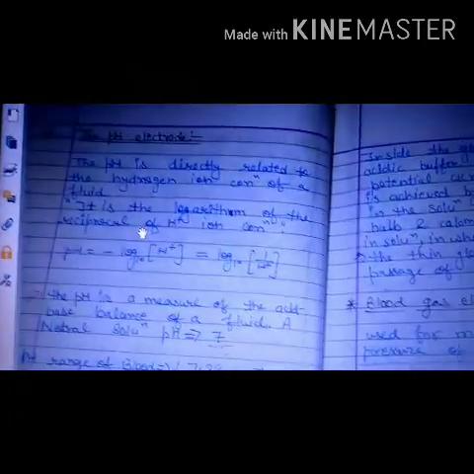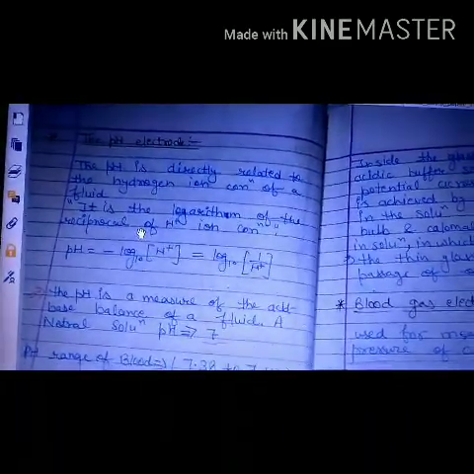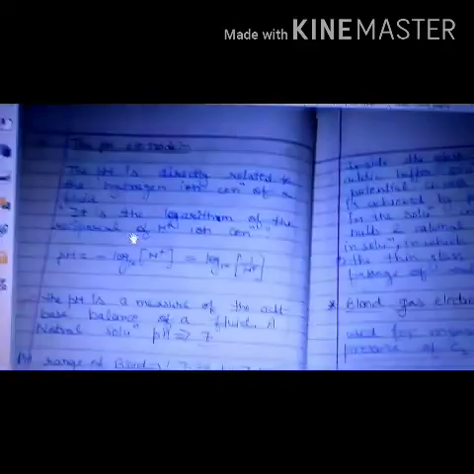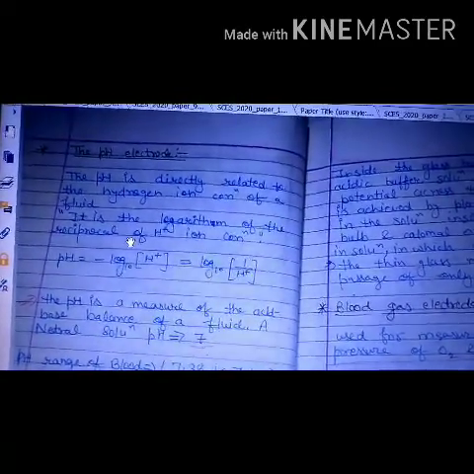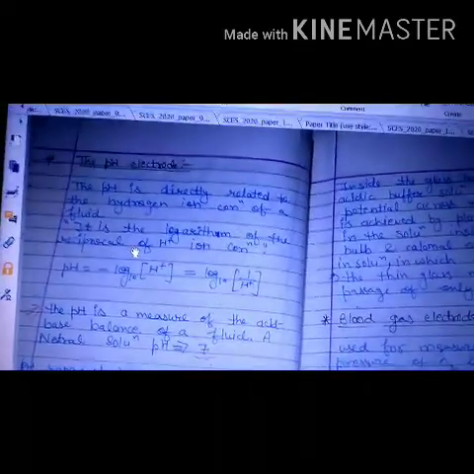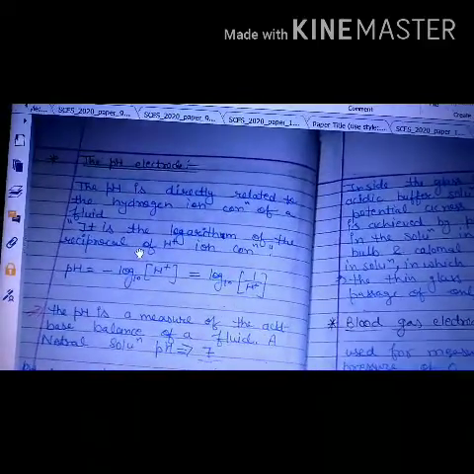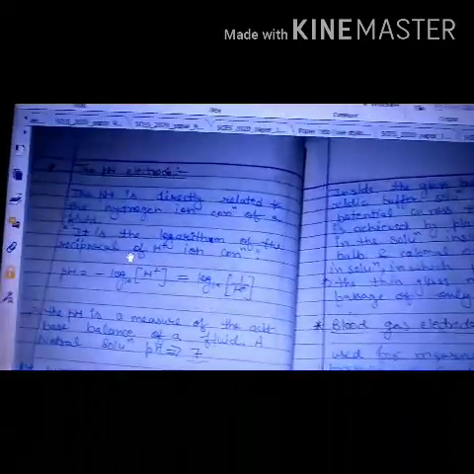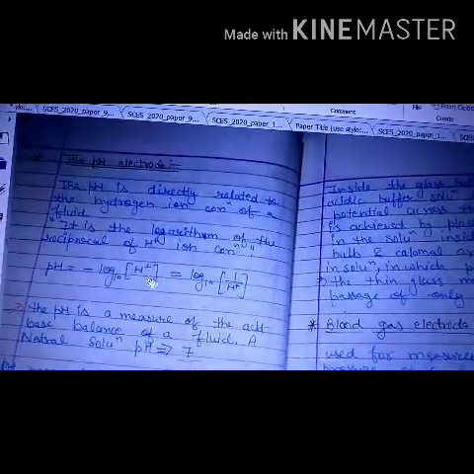The pH is directly related to the hydrogen ion concentration of a fluid. We know that if the hydrogen concentration is very high, then it will be an acidic solution, and if the OH concentration is high, then it will be a basic solution. So it is the logarithm of the reciprocal of H plus ions. That is how the pH is defined, and the formula is given here, where pH is negative log 10 of H positive ion, or you can say log 10 of 1 by H positive ion.